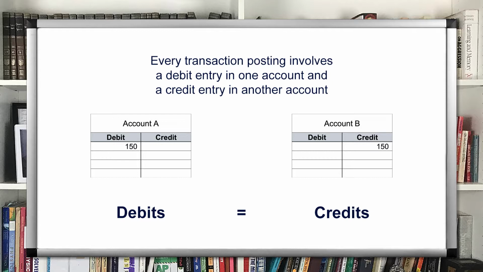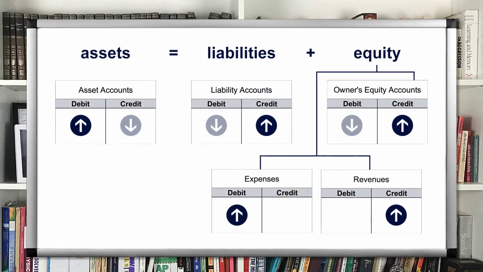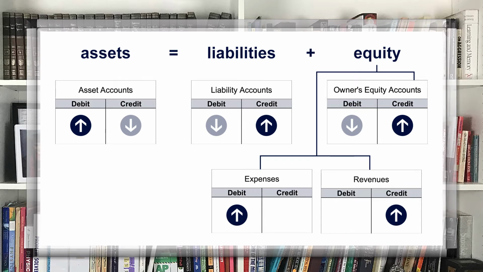A debit or credit will increase or decrease an account's cumulative balance depending on the nature of the account. For asset and liability accounts, debit transactions increase the balance and credits reduce the balance. For liability, equity, and revenue accounts, it is the opposite. Credit transactions increase the balance and debit transactions reduce the balance.